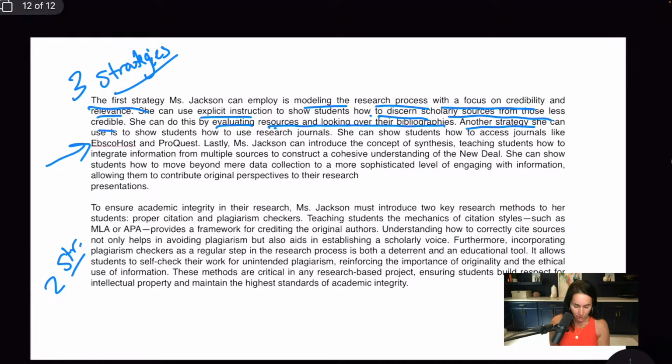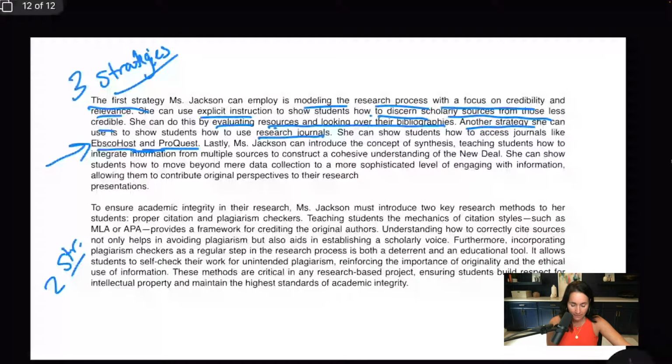Strategy number 2, another strategy she can use is to show students how to use research journals. She can show students how to access journals like EBSCOhost and ProQuest. Now, these are scholarly sources. Some of you in graduate school, you have had just about enough of ProQuest and EBSCOhost. When I no longer have my subscriptions because after my doctorate, I got rid of it because I was done looking at academic journals. But I still access them here and there to do my own research. But EBSCOhost and ProQuest are available to students in all high schools, pretty much, I would assume. And we can show them how to find scholarly academic journals, not blogs off the internet.